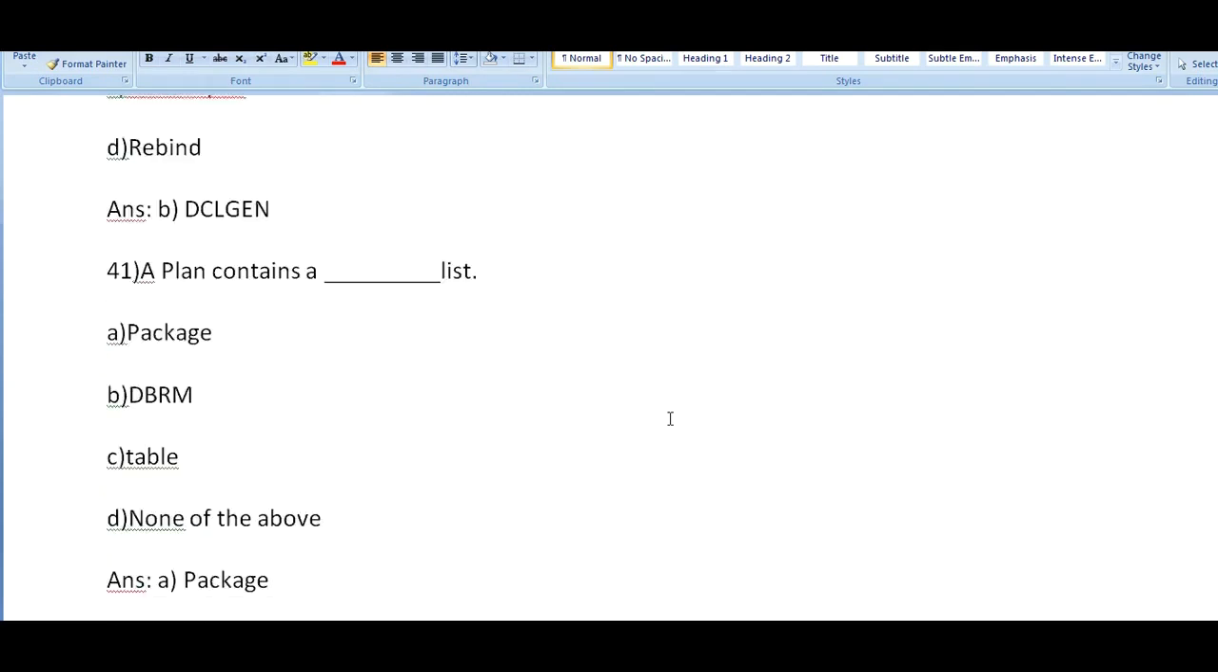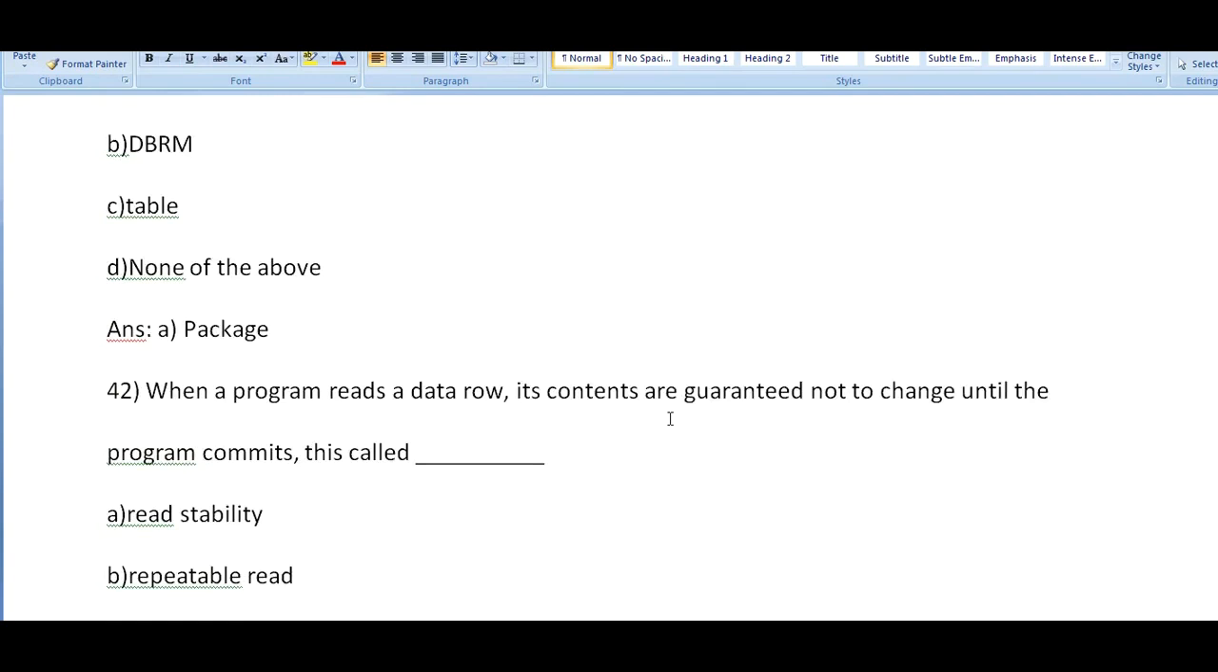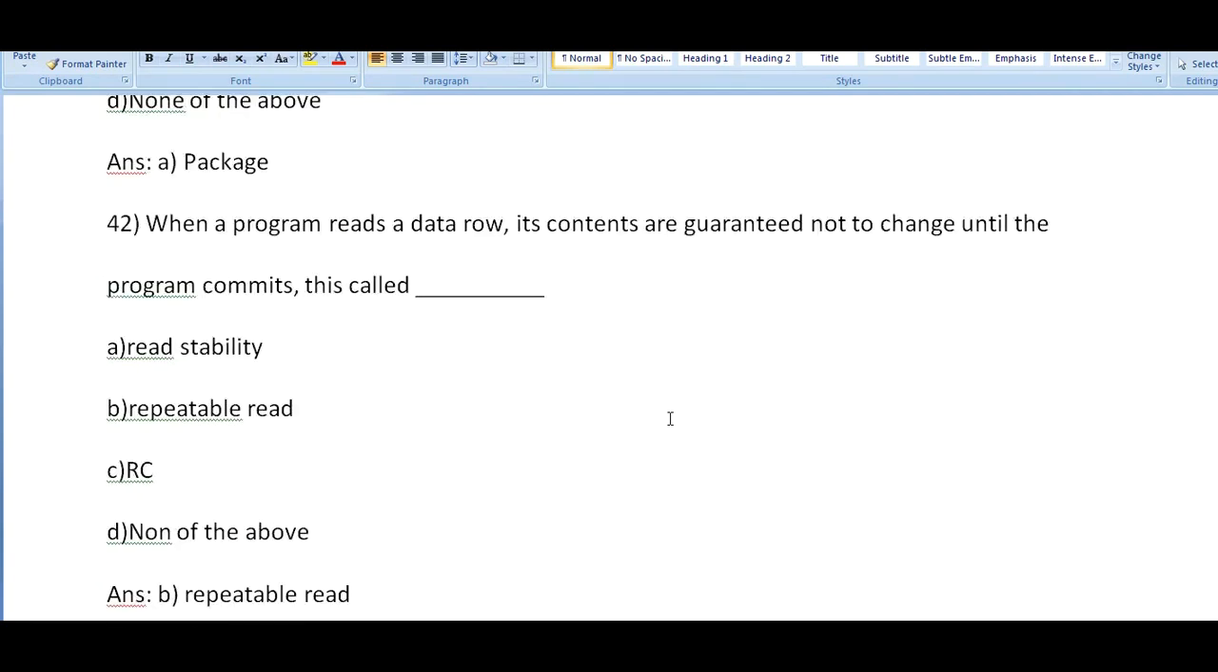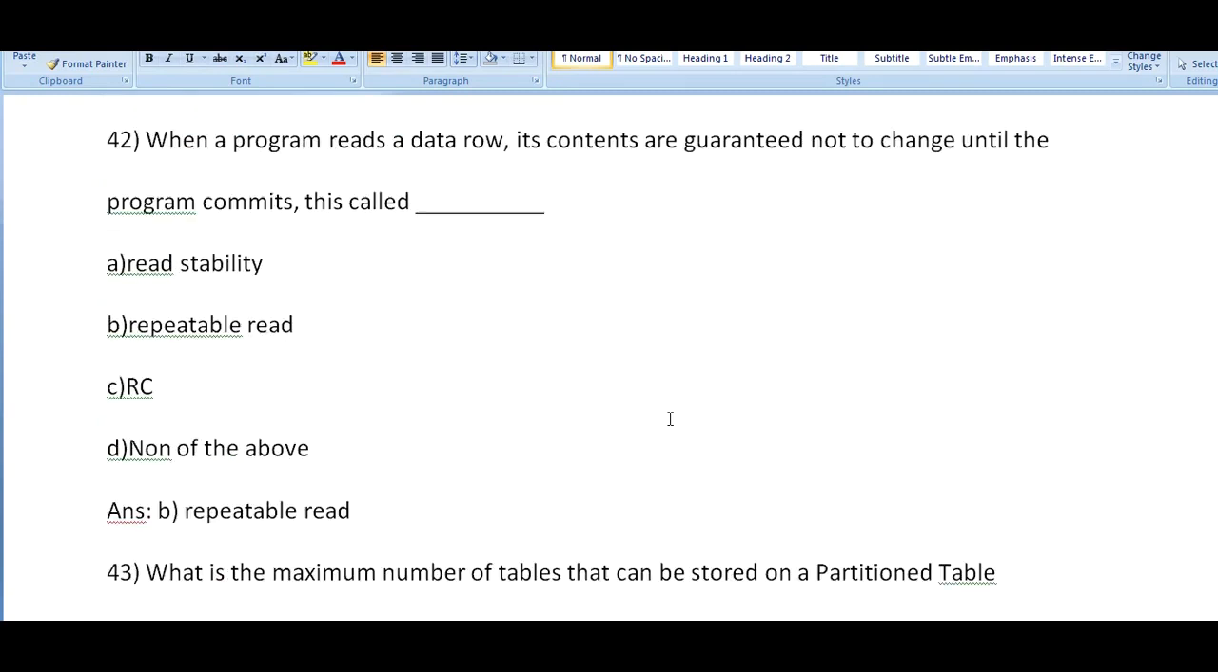A plan contains a dash package list. When a program reads a data row, it is guaranteed not to change until the program commits. This is called repeatable read.